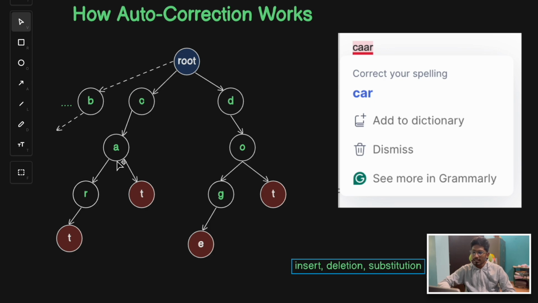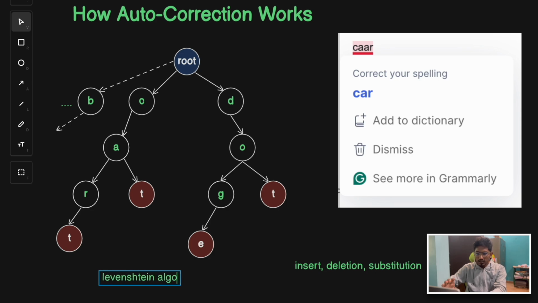Okay, so to calculate the edit distance, there is a popular algorithm called the Levenshtein algorithm. Okay, the algorithm name is Levenshtein algorithm. It allows for efficient calculation of the minimum number of edits that is required to transform a given string into a valid string in the trie.